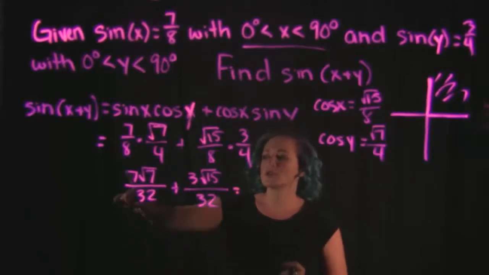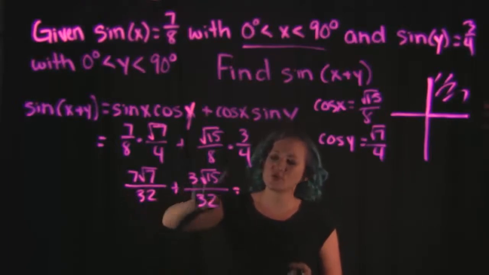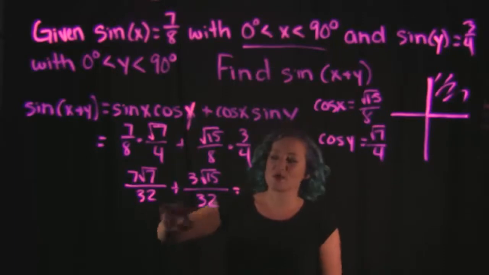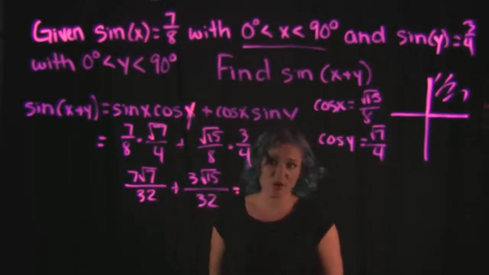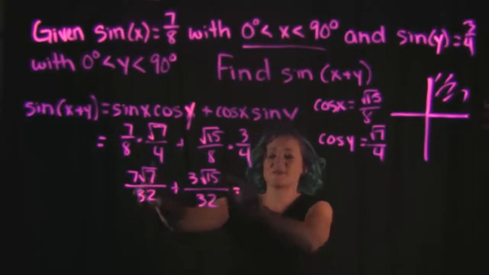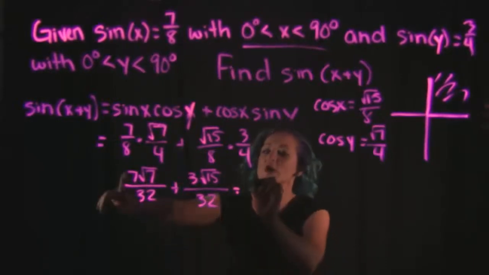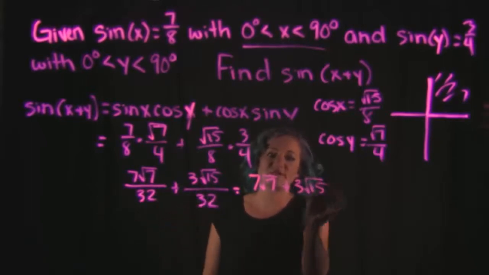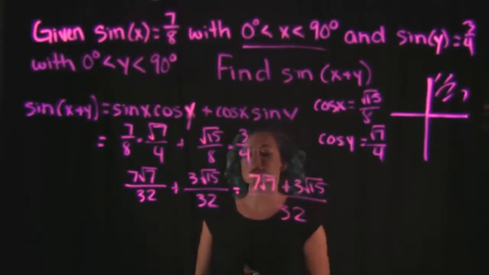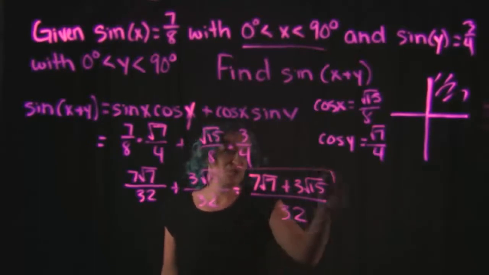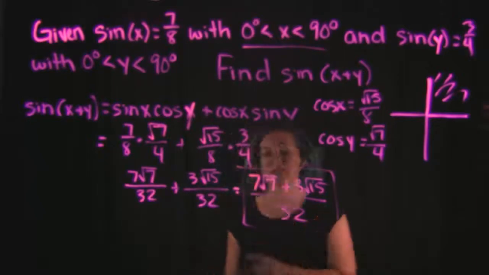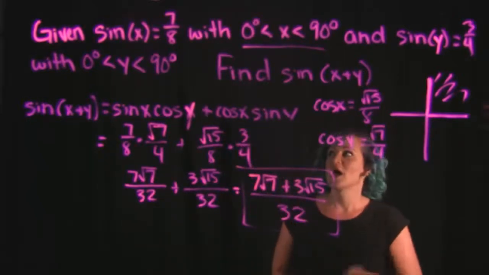So for our numerator, 7 square roots of 7 plus 3 square roots of 15. Again, those do not combine. You can only combine radicals if they have the same number underneath the radical symbol, so if they have the same radicand. 7 is not the same thing as 15, so you can't combine these together. So it would literally be 7 square roots of 7 plus 3 square roots of 15 over your common denominator of a 32. That would be our final answer for this problem on what sine of x plus y is.